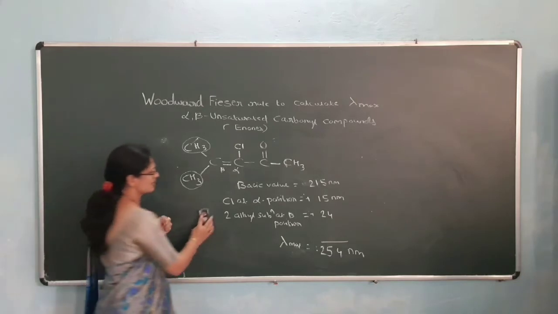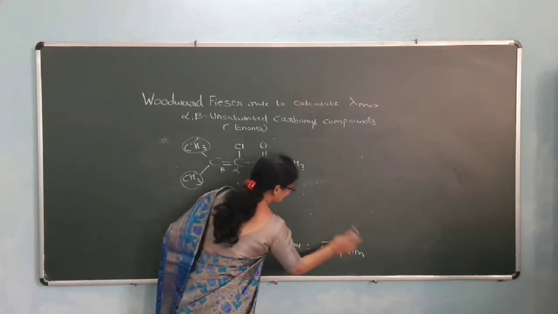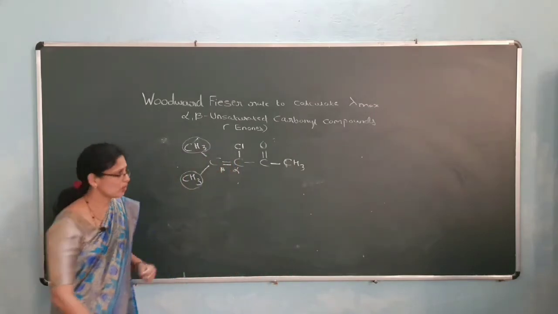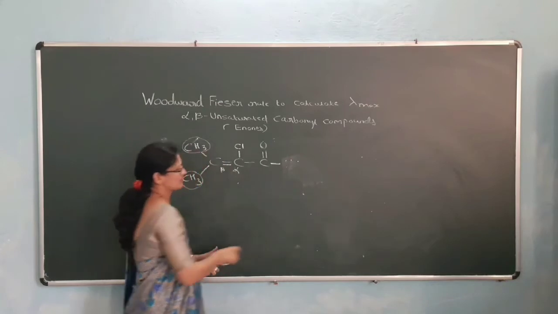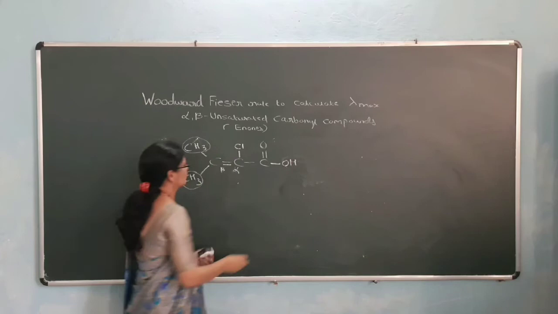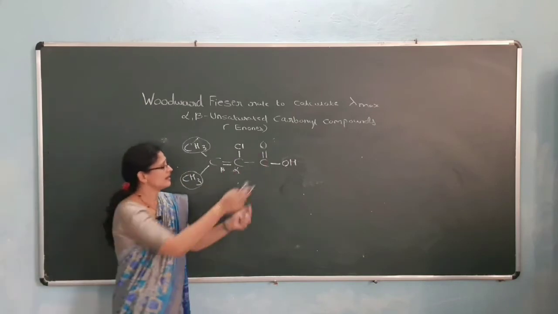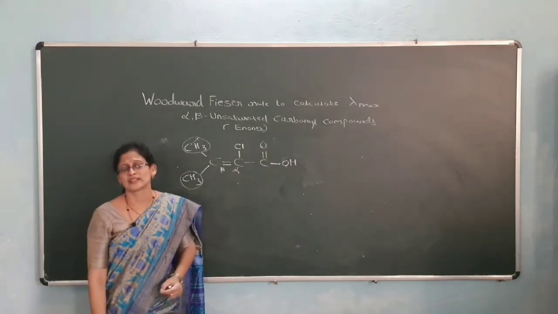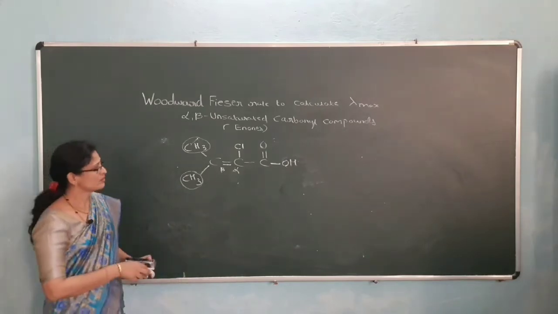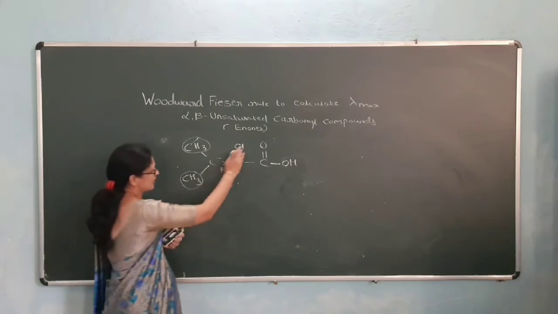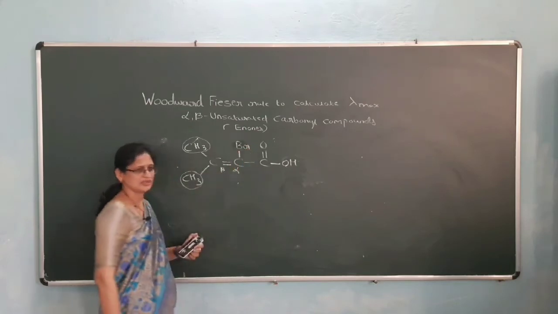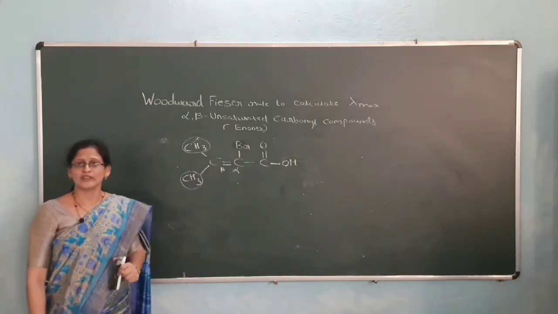Now I'll take one more example. So what we have learned? We have taken the aldehyde, then we have taken the ketone, then we'll move to the carboxylic acid. So I'll just write OH here. So what is this? OH indicates COOH, it's a carboxylic acid, alpha beta unsaturated carboxylic acid. So what is the basic value here? You can replace this Cl with Br. So write it, Br.